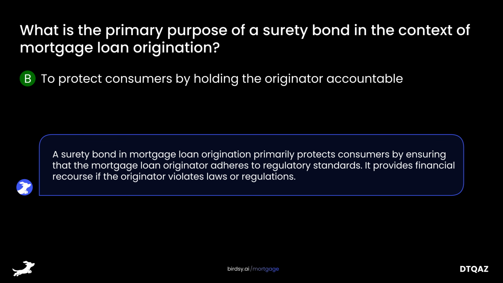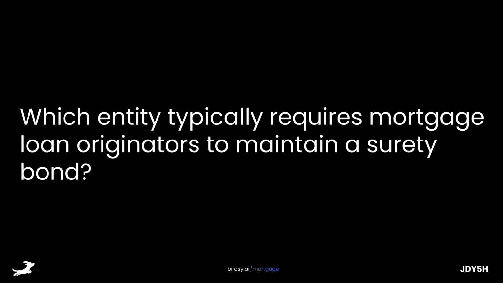A surety bond in mortgage loan origination primarily protects consumers by ensuring that the mortgage loan originator adheres to regulatory standards. It provides financial recourse if the originator violates laws or regulations. Which entity typically requires mortgage loan originators to maintain a surety bond?